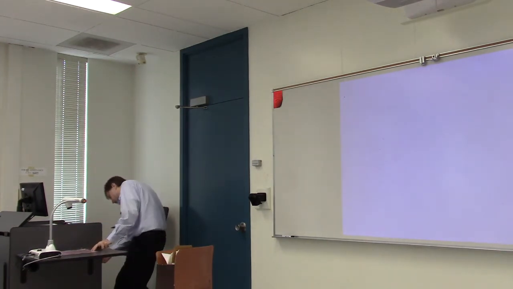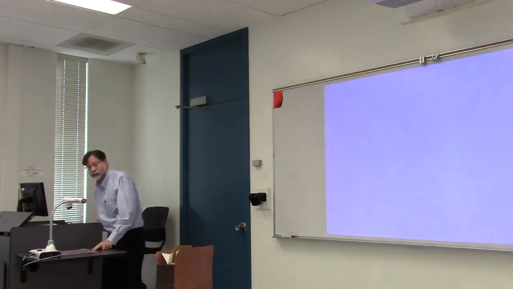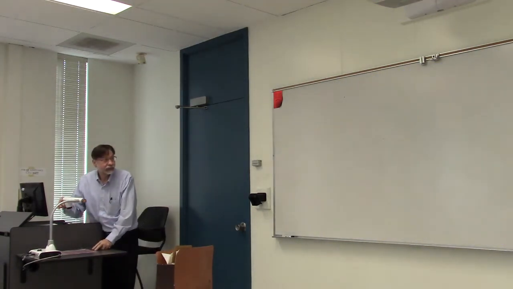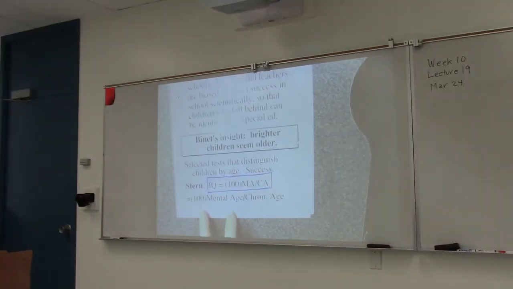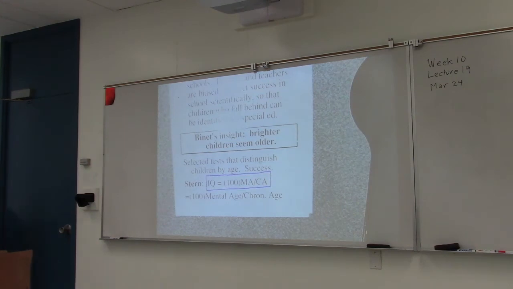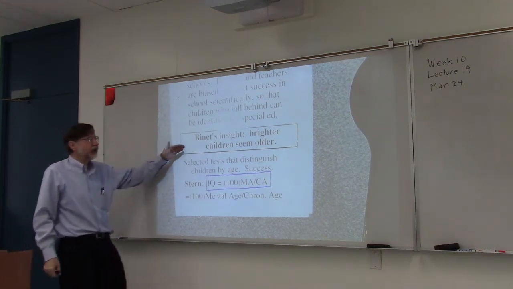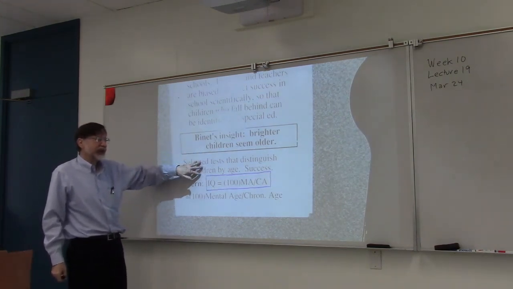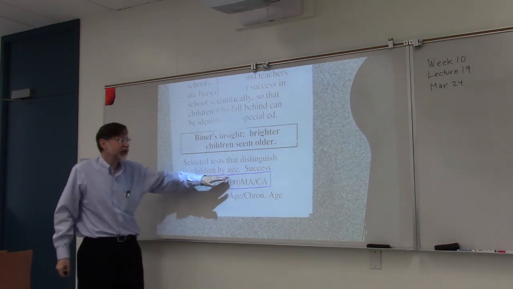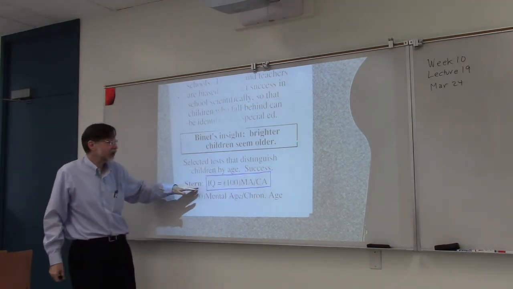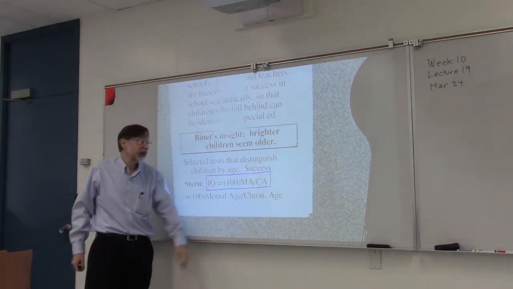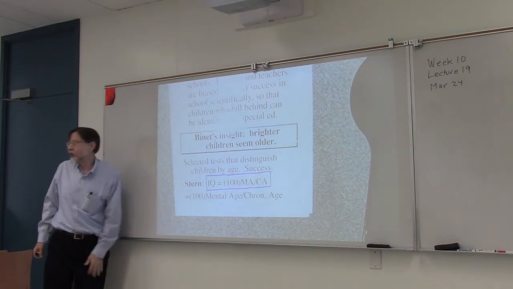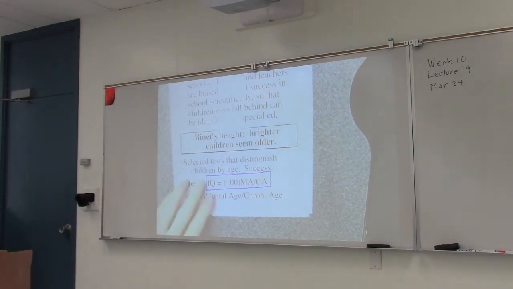Let's make sure we each had a chance to see these things. I already mentioned to you Binet's insight that brighter kids were like older kids. So he selected items that distinguished kids by age, and he had success predicting success in school. And then it's Stern that comes up with this equation, mental age divided by chronological age times 100 is the intelligence quotient.